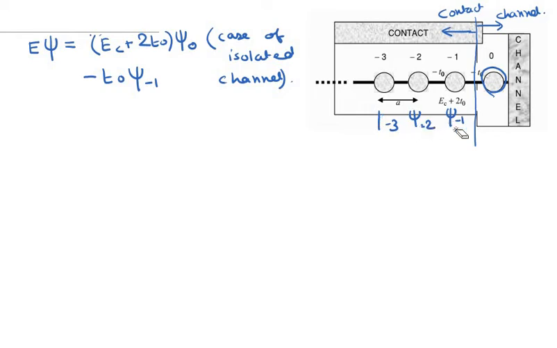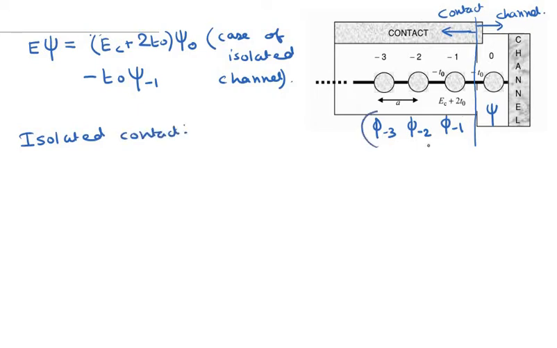Let us instead, to differentiate it, call it by the letter phi. So phi are the corresponding wave functions of the contact and psi is the wave function of the channel. Let us write it that way because it's easier to differentiate. Now if this channel were isolated from the contact, for the isolated contact, what would the equation of all these wave functions in positions look like?